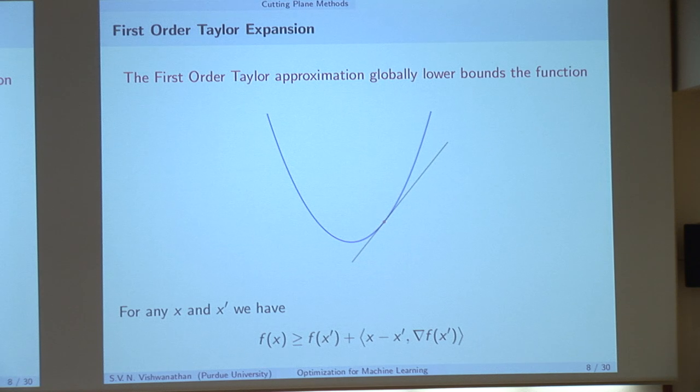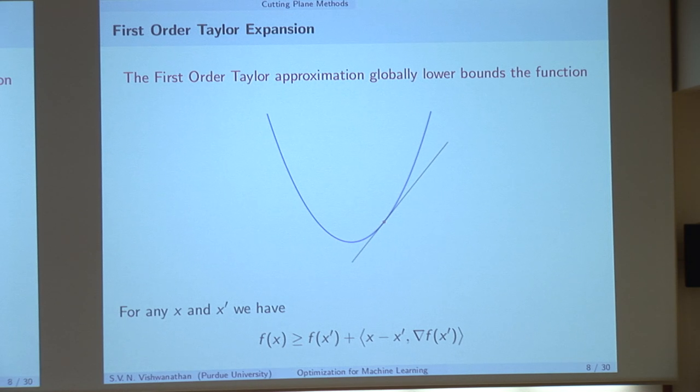Now let us go back and recall. I know that it's been a while, so some of these slides are repeated from the first lecture, just so that you keep them in mind. If you remember, we saw this in the first lecture. A beautiful property of convex functions is that if you take a first-order Taylor expansion about any point, this first-order Taylor expansion is always a global lower bound to the objective function. This was a property we saw before.